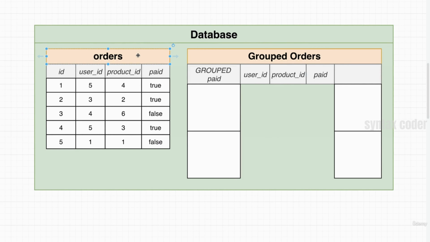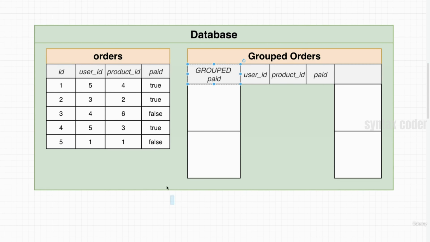So here is our table of orders. We really only need our orders in this case because we are really just trying to count up the unique values inside this paid column. So we're going to do a group by on orders. So here's our kind of imaginary fake table over here. We're going to group by the paid column.